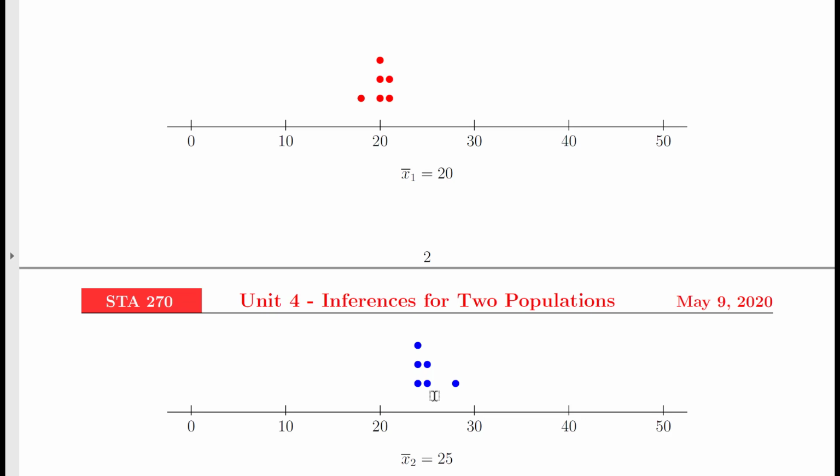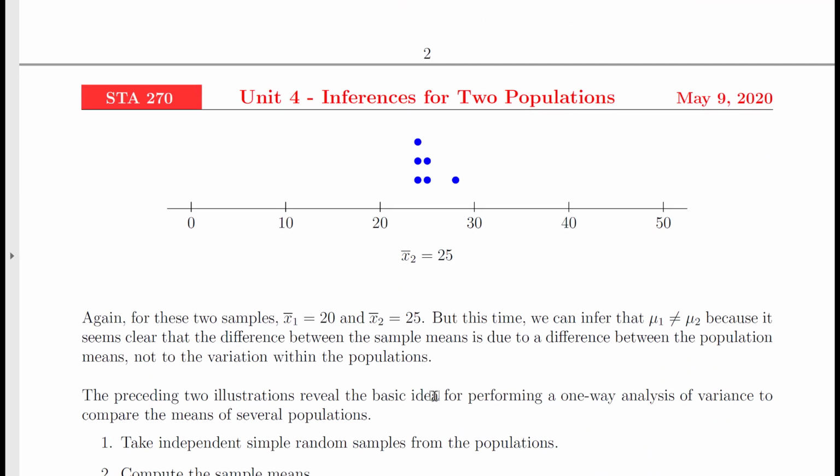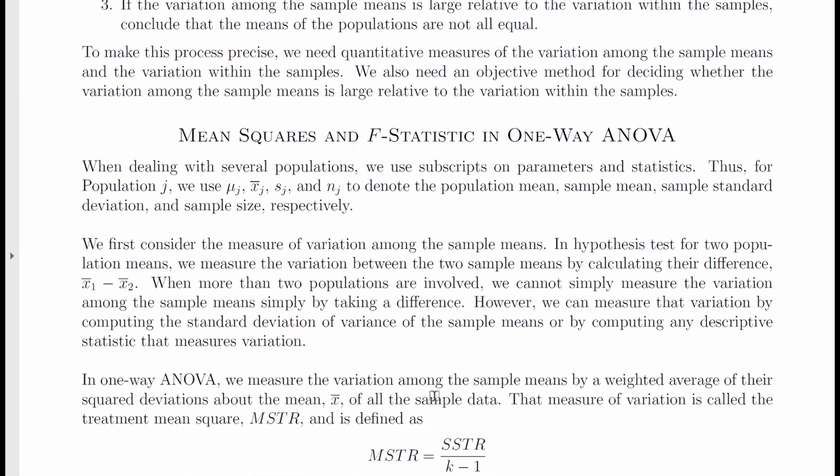That's not as easy to do when you have more than 2 populations, and that's why we have this ANOVA test. With the ANOVA test, we are going to introduce some new variables, but we're also going to reuse some old parameters and statistics that we should be familiar with. For example, if we're talking about population 1, then we would have mu sub 1, the population mean of population 1. X bar sub 1 would be the sample mean of population 1. S sub 1 is the sample standard deviation. And then n sub 1 would be the size of the sample that represents population 1.